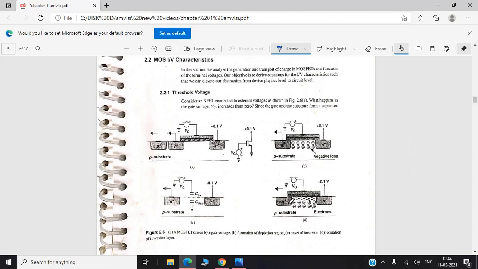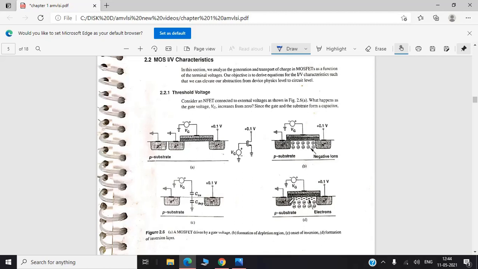Okay, so first is threshold voltage. It was there in your previous CMOS course also. I'll just go through what the threshold voltage is. Threshold voltage is nothing but the voltage above which the device starts to conduct. So 0.7 volts is the threshold voltage for the MOSFET, above which the MOSFET will start to conduct.